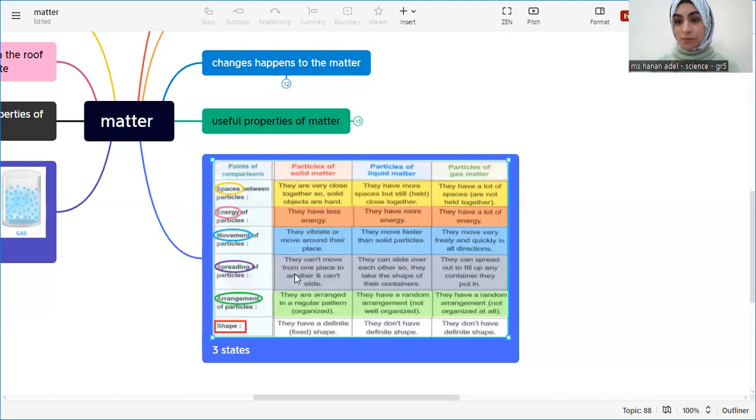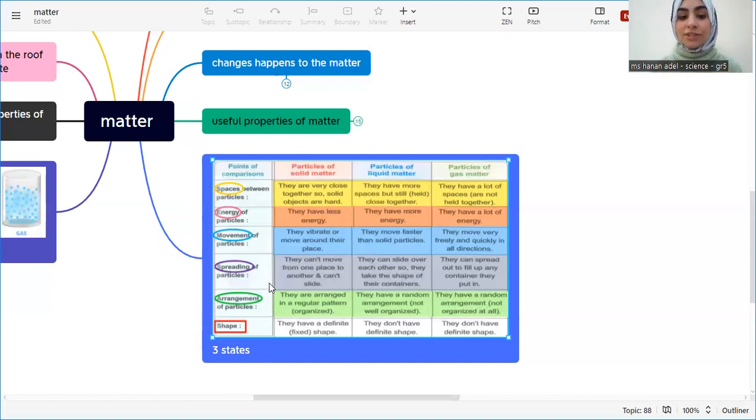So we can say simply that the solid has a fixed volume and shape. The liquid has a fixed volume but no fixed shape. And the gas, both of them will change according to the container.